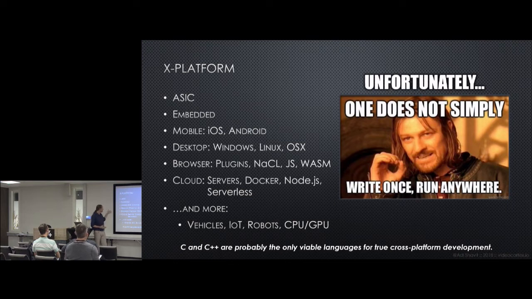And I've actually had to write multiple applications which targeted many subsets of these types of architectures. My claim is that C and C++ are probably the only viable languages for true cross-platform development, because many of these environments might have their own native languages which you might need to work with, like Objective-C or Swift or Java. But that generally doesn't generalize to other platforms.